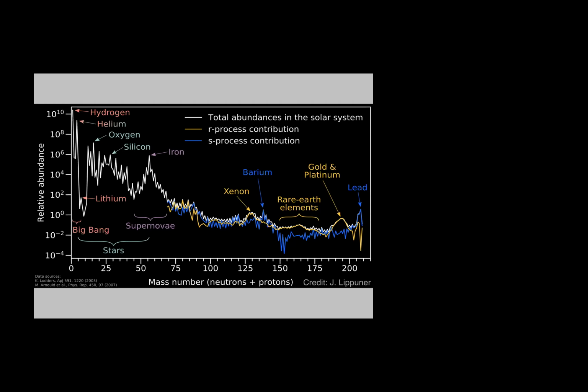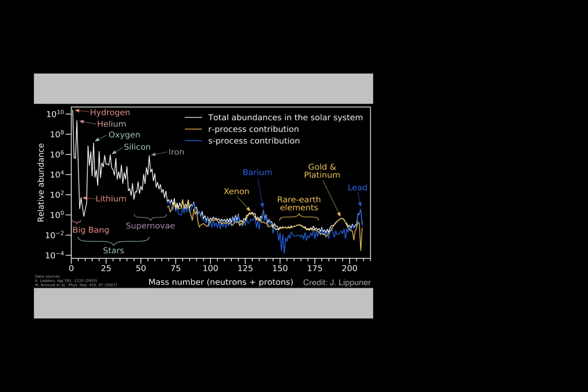Past a mass number of around 70, you will see in this plot that there are two lines. One is indicated by yellow, one is indicated with blue. And these are two different proposed processes that contribute to the formation of these massive elements. The one in blue is called the slow process or s-process, and the one in yellow is called r, or rapid process. So as you can see, these processes overlap.